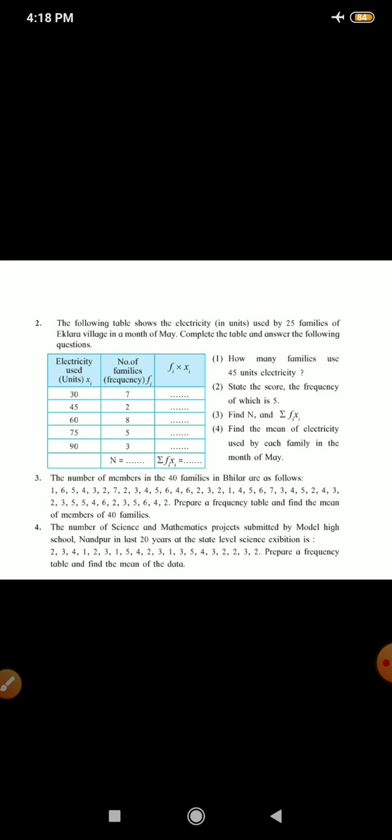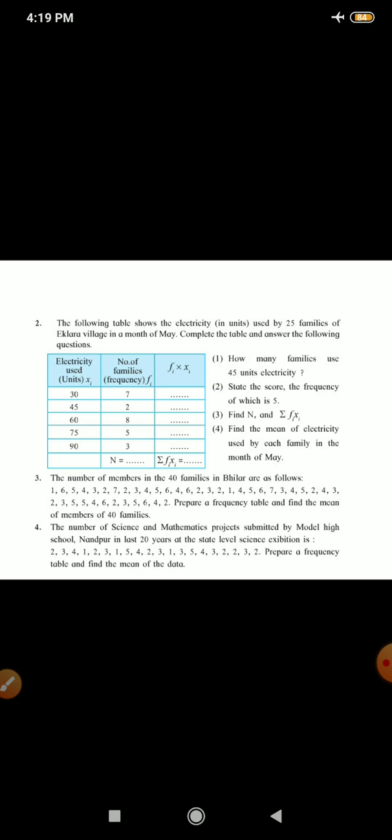So 30 into 7 is 210. Second one, 45 into 2 is 90. I hope you're writing. Third, 60 into 8 is 480. Next, 75 into 5 is 375. And last one, 90 into 3 is 270. So summation Fi into xi, when you add up all this, you get 1425.